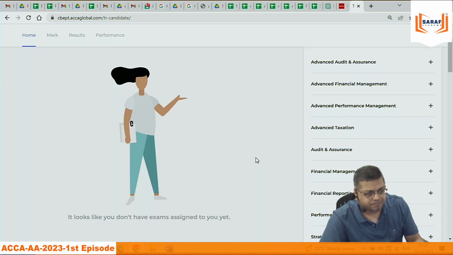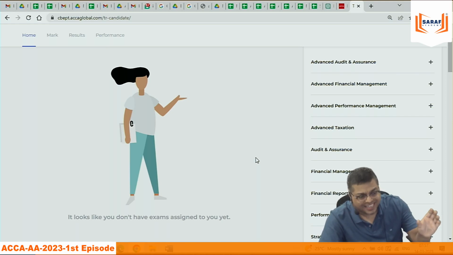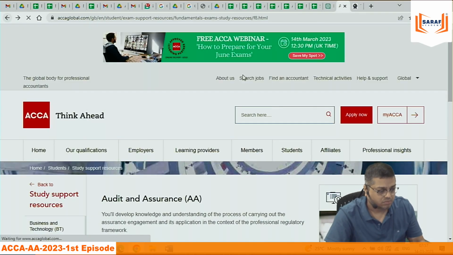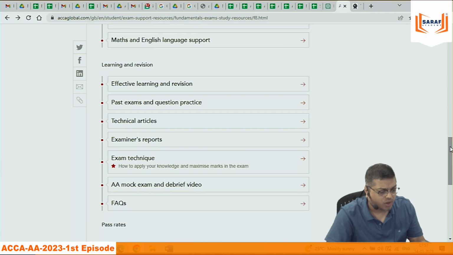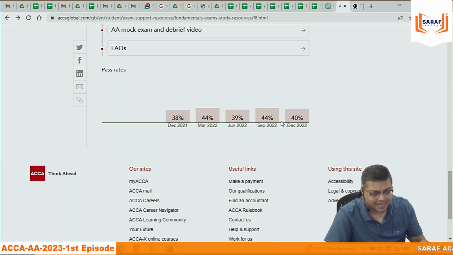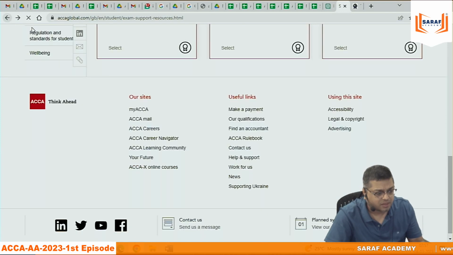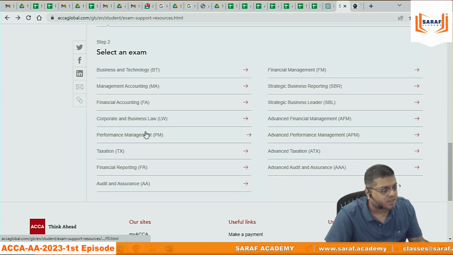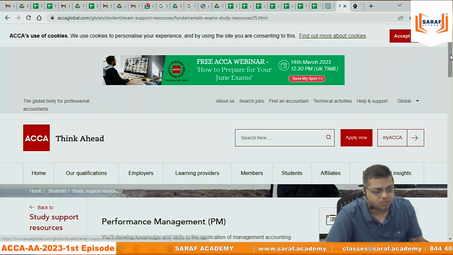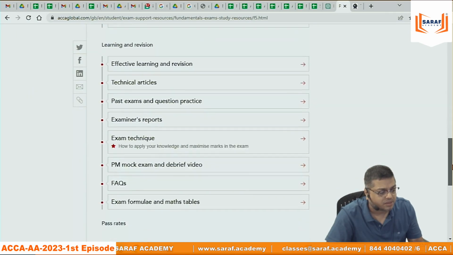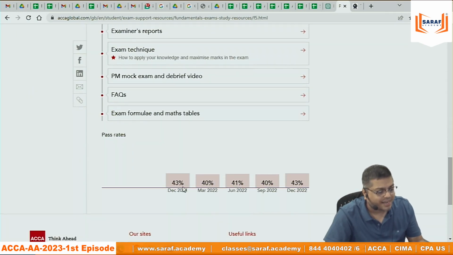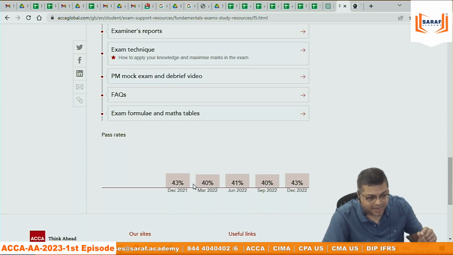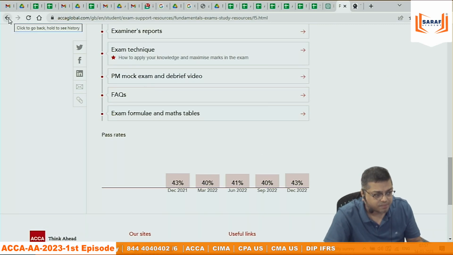The third thing, in case of ACCA, all the exams: suppose this was the auditing paper. The average pass percentage is around 40%. Now, if I go to other skill level subjects, suppose PM, performance management, which we have just completed for the March term, the pass percentage is 43. It is never going below 40. You can see, even though in auditing it is 38 also, here it is 43.